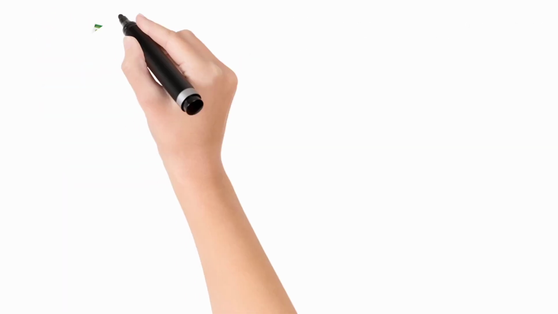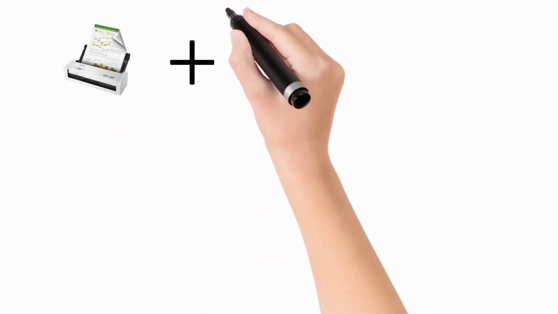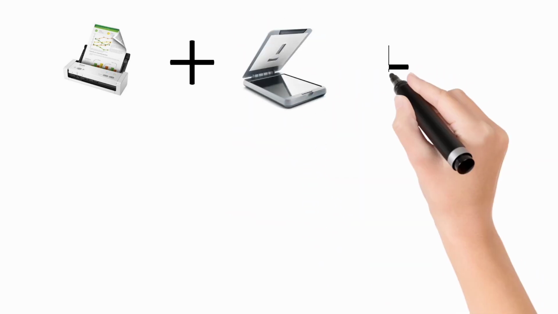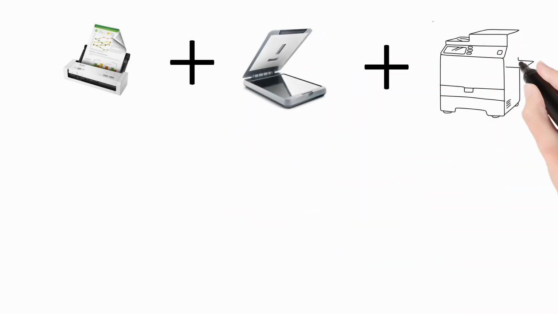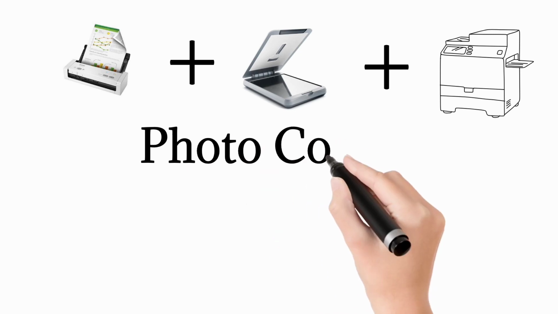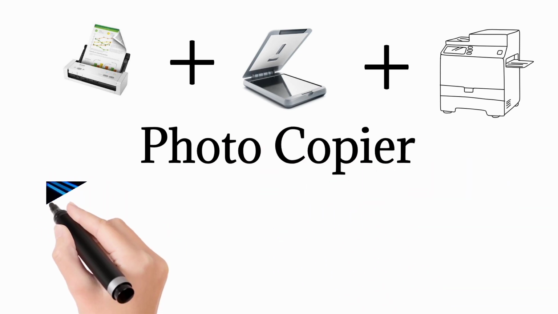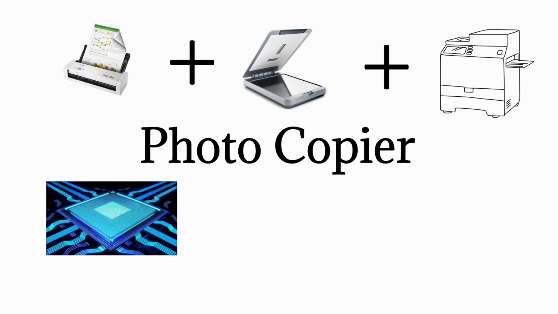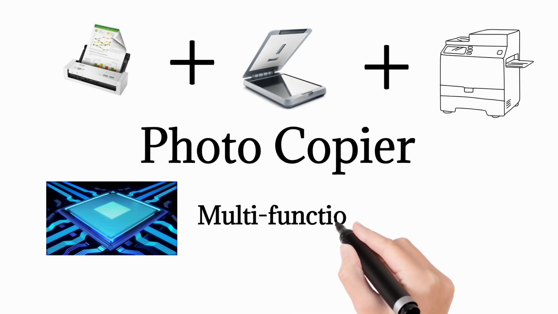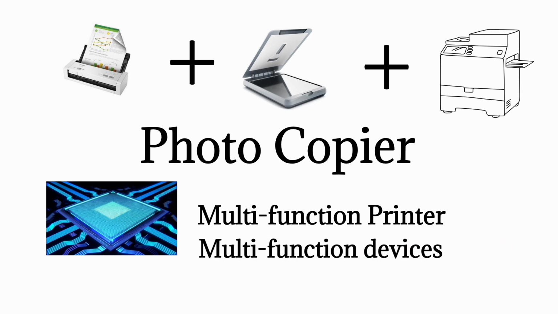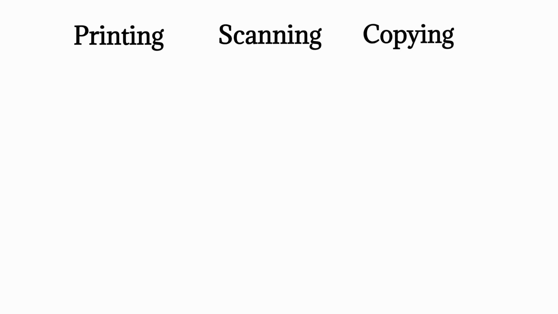Some printers are combined with scanners and fax machines in a single unit and can function as photocopiers. Printers that include non-printing features are sometimes called multifunction printers (MFP), multifunction devices (MFD), or all-in-one (AIO) printers. Most MFPs include printing, scanning, and copying among their features.